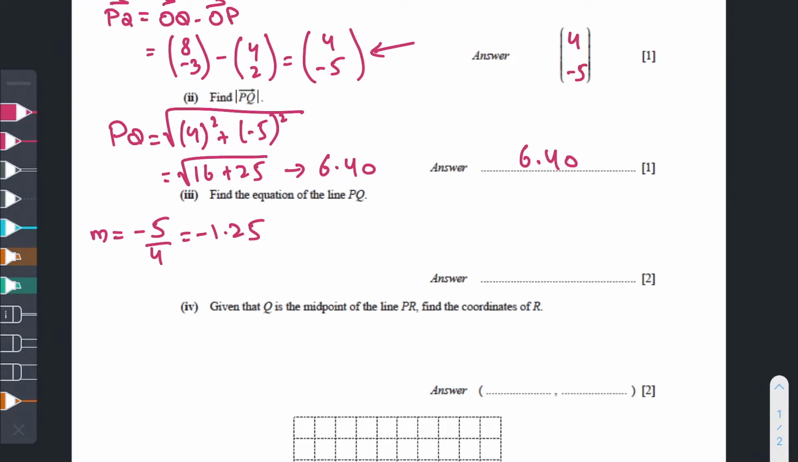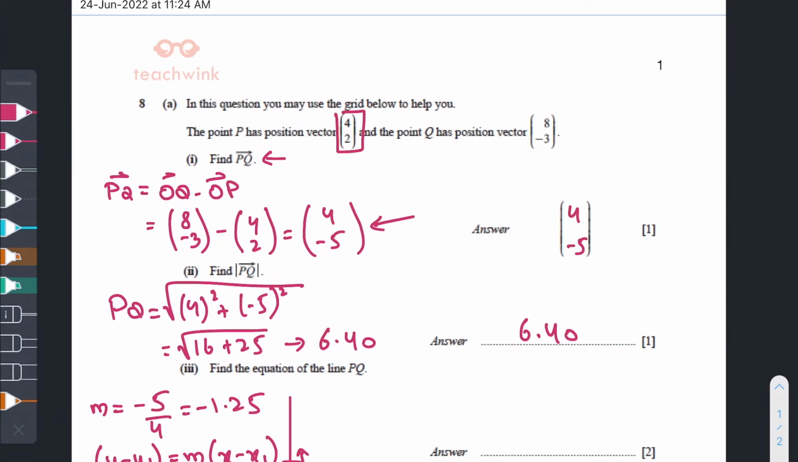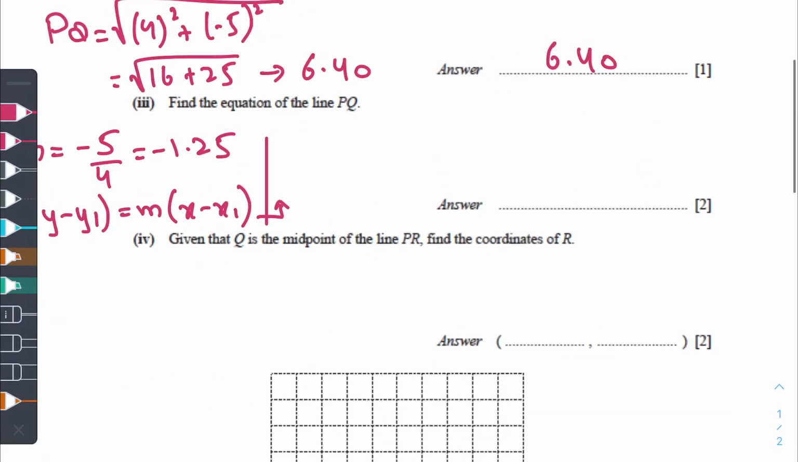Now you have two formulas that you can use. The first one is y equals mx plus c, but for that you would need to find the y-intercept, which is c. The second formula is y minus y1 equals m, which is the gradient, times x minus x1. In this formula, you just need a point and the gradient to find the equation of this line. So if I choose point P, the coordinates of point P are 4 and 2.